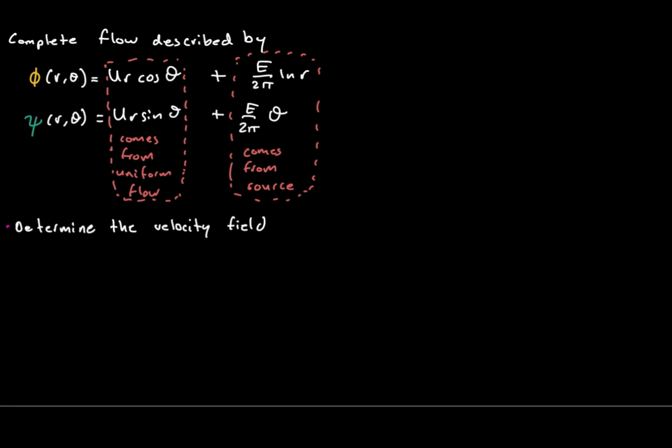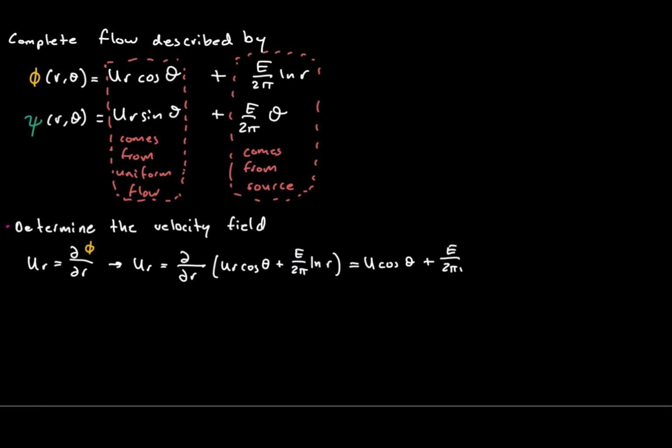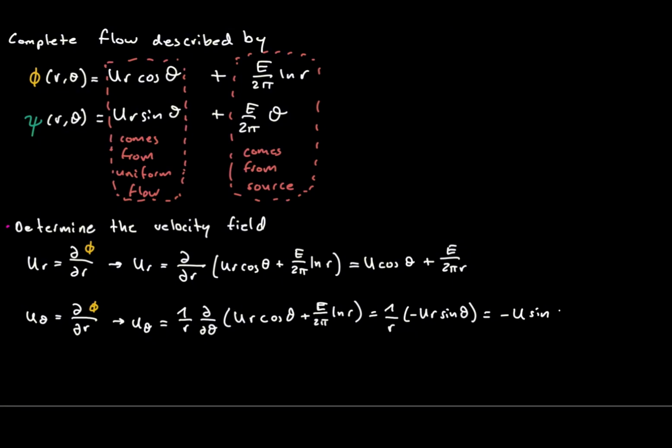Next, we determine the velocity field. In polar coordinates, the radial velocity is the derivative of phi with respect to r, and the tangential velocity is 1 over r times the derivative of phi with respect to theta. So first, the radial velocity. u_r equals derivative of phi with respect to r. Differentiating gives u_r equals U cosine theta plus E over 2 pi r. Now, the tangential velocity. u_theta equals 1 over r times derivative of phi with respect to theta. Differentiating gives u_theta equals minus U sine theta.